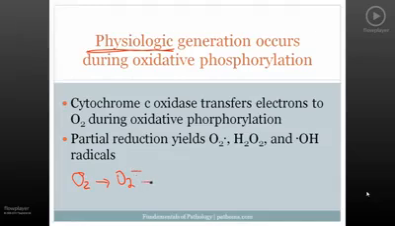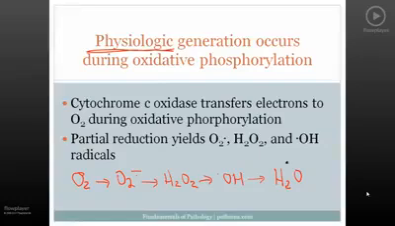If it accepts 2 electrons, it then becomes hydrogen peroxide. If it accepts 3 electrons, it becomes hydroxyl ion. And if it accepts 4 electrons, it becomes water. And so when I say that physiologic generation of free radicals occurs during oxidative phosphorylation, obviously if there is a partial reduction of oxygen so that it only accepts 1, 2, or 3 electrons instead of the normal 4 electrons, that's going to result in the production of free radicals, and that does happen physiologically.